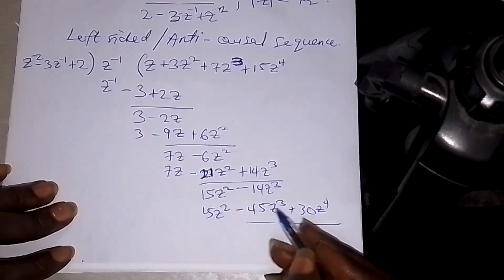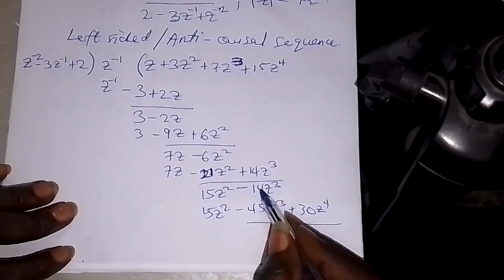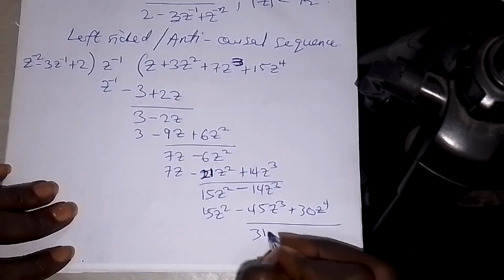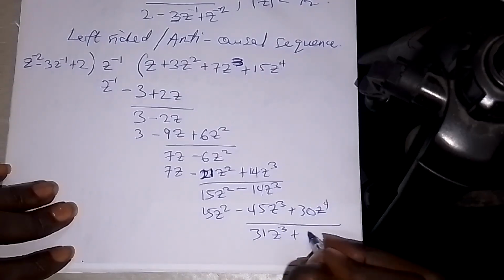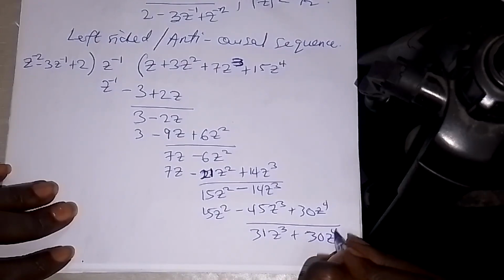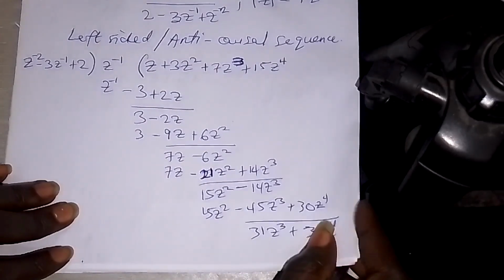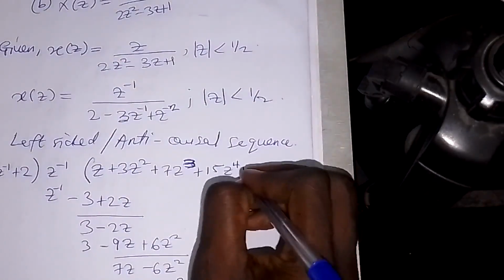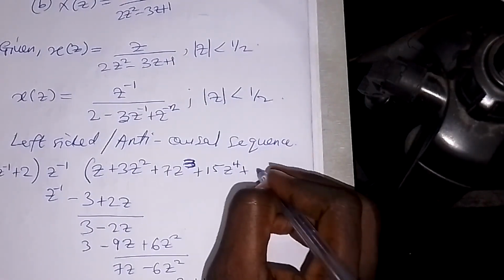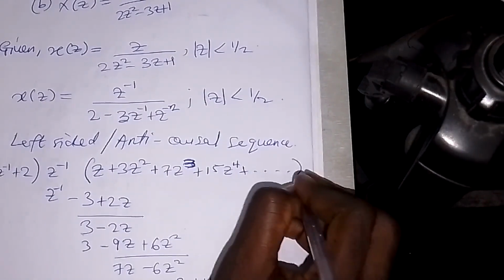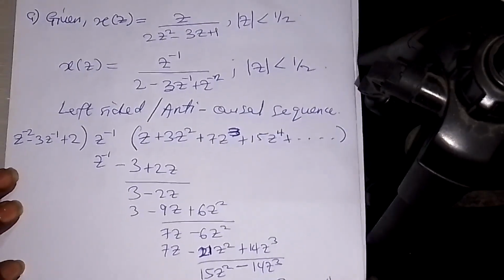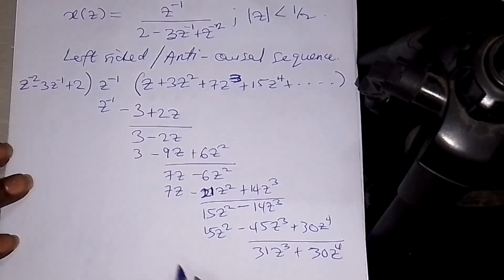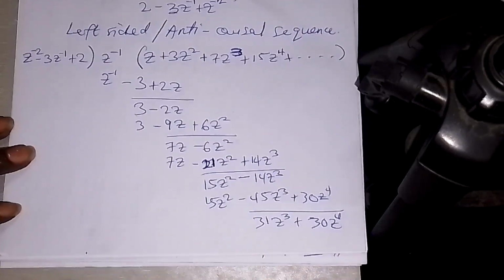Now let me subtract. Here will give me 0. So now minus 14 minus minus 45, it will give me 31z exponent 3. And here plus 30z exponent 4. After getting z exponent 4, you can stop, and then you can say that it's going to infinity. So basically I think our assignment is almost done.